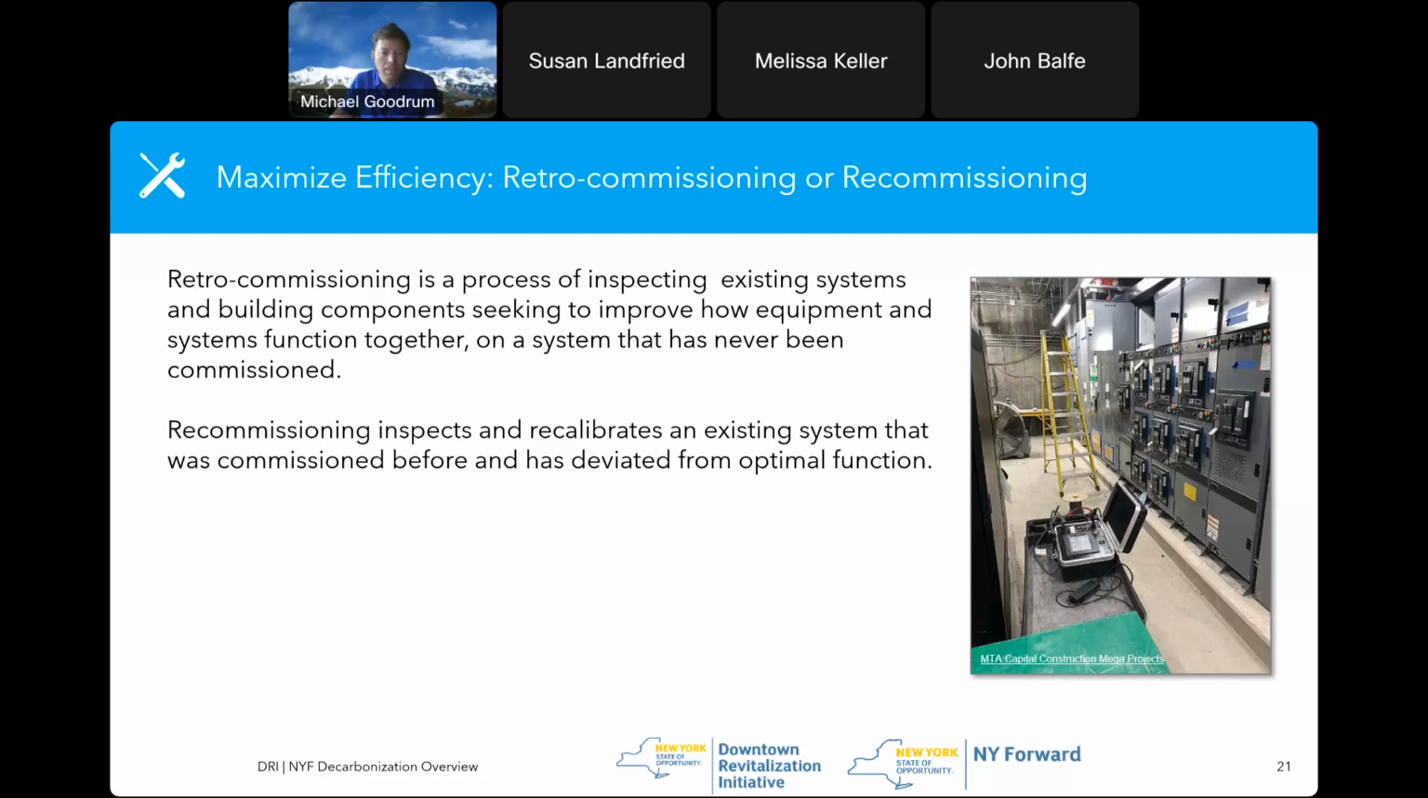Recommissioning would be something that has been commissioned, but it's been ignored over time, and it's not working as well as it should anymore. And you, like I said, do a tune-up on it and make sure that it's operating the way that it was originally designed to and did at the beginning. And so, doing those things can a lot of times be pretty low cost. They can be pretty easy things to adjust and help make sure that systems are working efficiently.